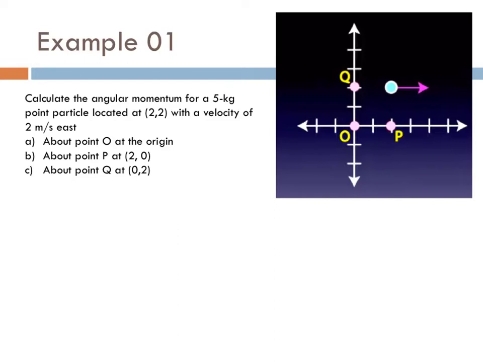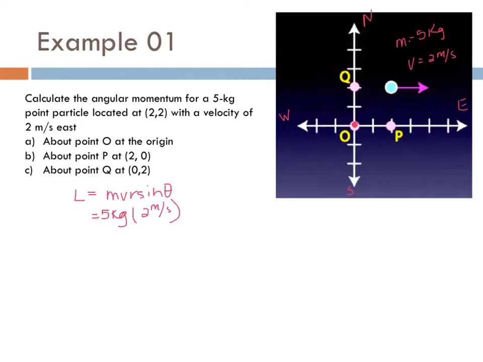This example asks us to calculate the angular momentum for a 5 kilogram point particle located at 2, 2 with a velocity of 2 meters per second east. Our reference point in this case is O, and our mass is 5 kilograms. So angular momentum is mvr sine theta. Our mass is 5 kilograms and our velocity is 2 meters per second.